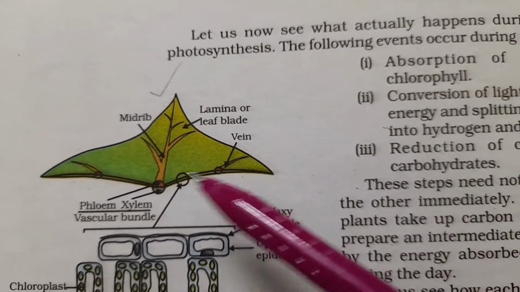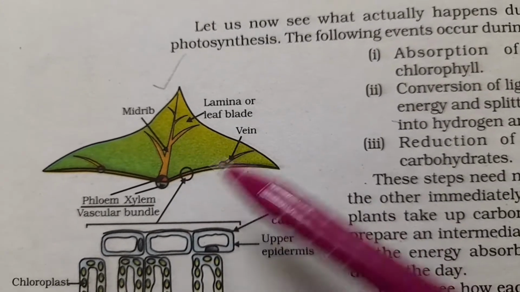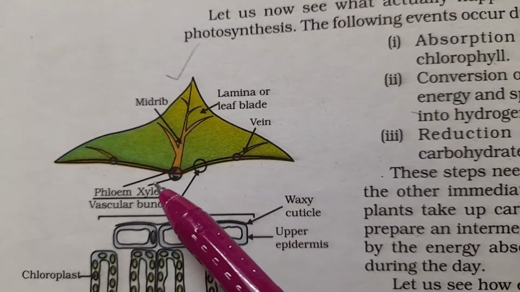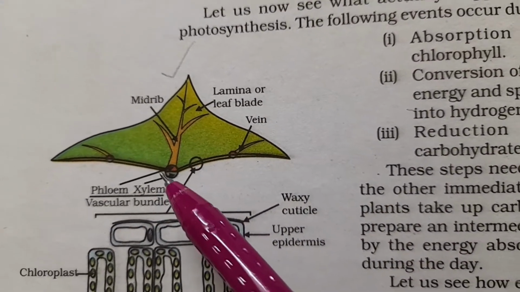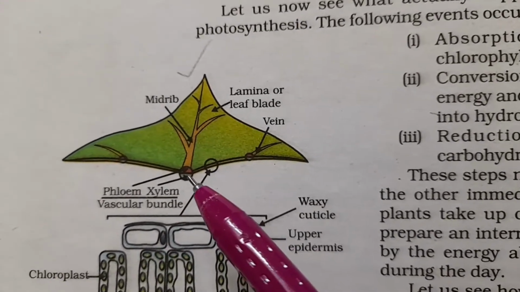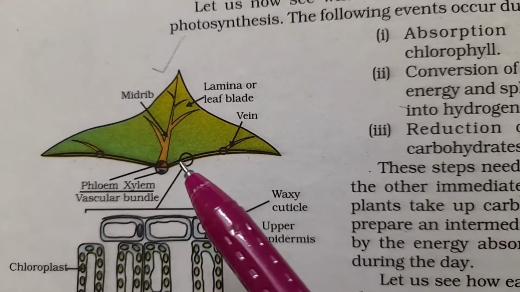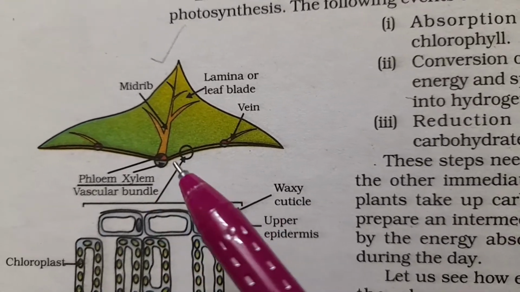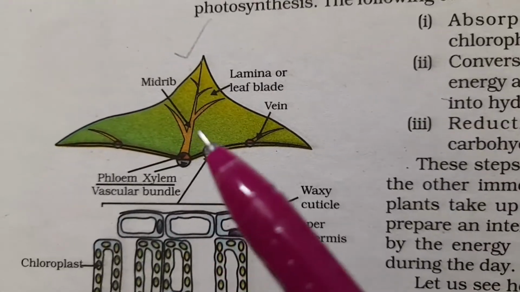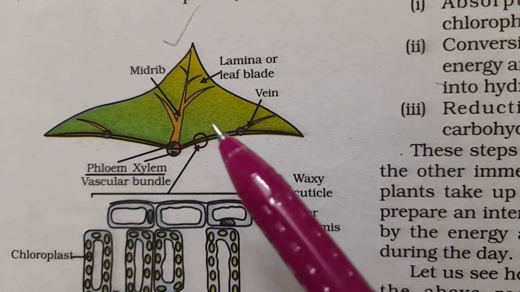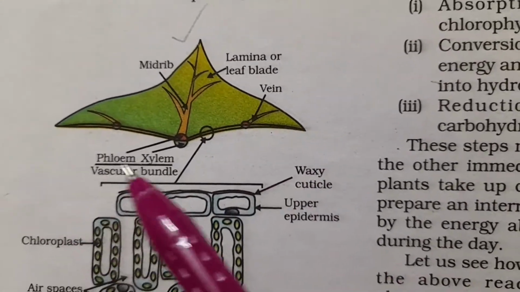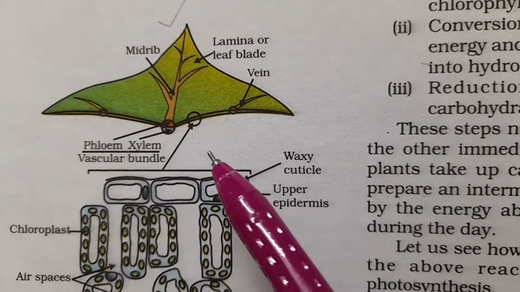As you can see, there are so many veins present in the leaf, and through the midrib pass the phloem and the xylem, which are vascular bundles. If you are not familiar with the concept before, phloem carries the food and xylem carries the water. They are vascular structures present in the plant used for transport of food and water. Phloem carries the food and xylem carries the water.